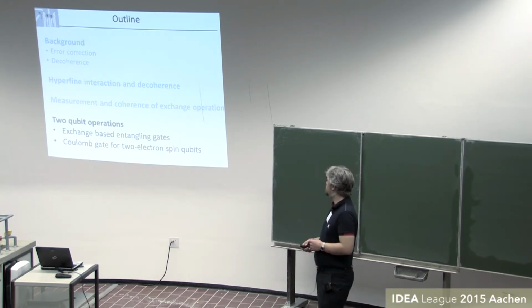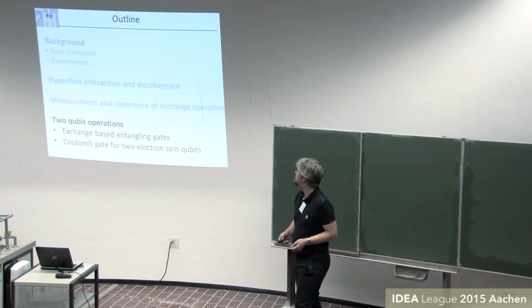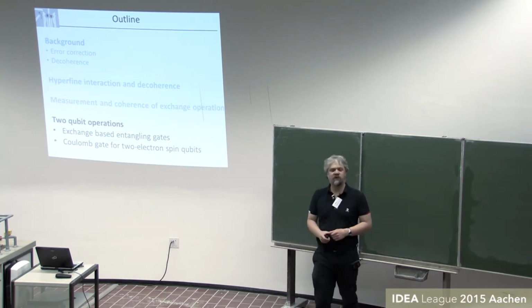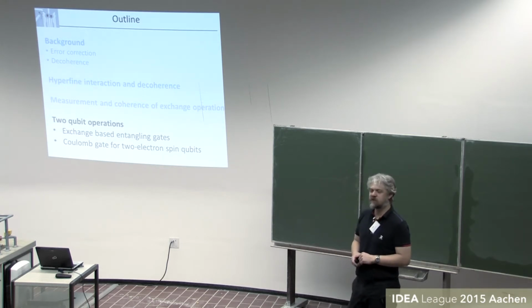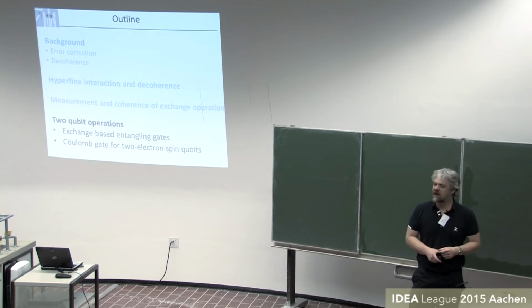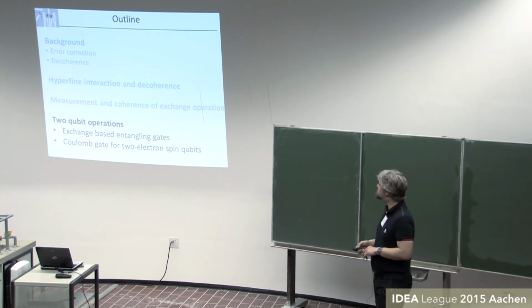So then let's come to 2 qubits. I'll give a bit of an overview of different approaches available and what has been done, then focus on one experiment that has really realized an entangling gate on these 2 electron spin qubits.